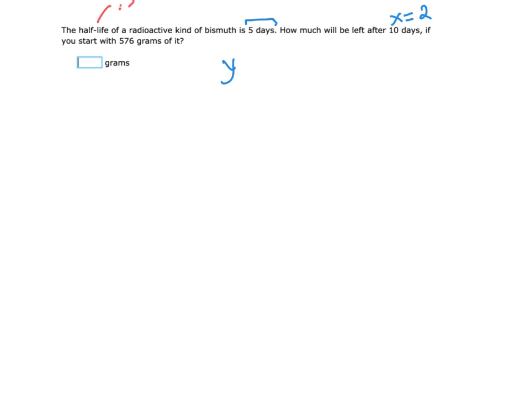So again, we've got the y equals a times b to the x. We start with 576, and the half-life, again, means that half of it will be there, so 50% is gone. So 100% minus 50% is 50, which expressed as a decimal is just 0.5. And so what I'm going to do is calculate this value, 576 times 0.5 squared, or to the second power, and that means that now it's 144.